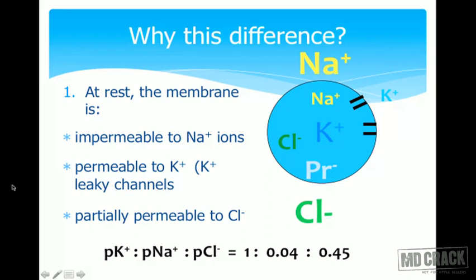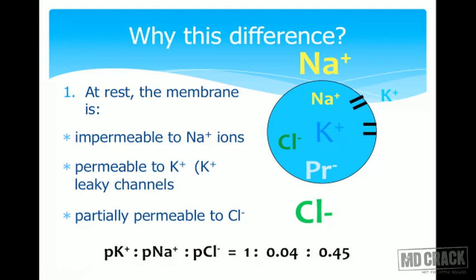As you can see here, at rest, the membrane is impermeable to sodium ions. That means when the membrane is not stimulated by some impulse, the channels for the sodium ions are almost closed. There is no permeability for the sodium ions. Whereas the membrane is more permeable to potassium ions because of the potassium leaky channels, and partially permeable to chloride. So as you can see here, this is the permeability for potassium, sodium and chloride. The permeability for potassium is 1, but look at the permeability for sodium. It is just 0.04. Such is the low permeability for sodium.